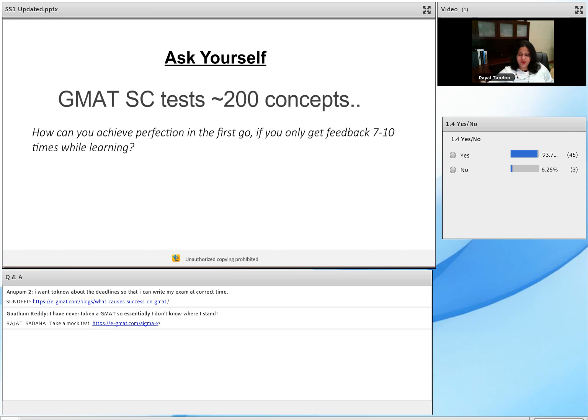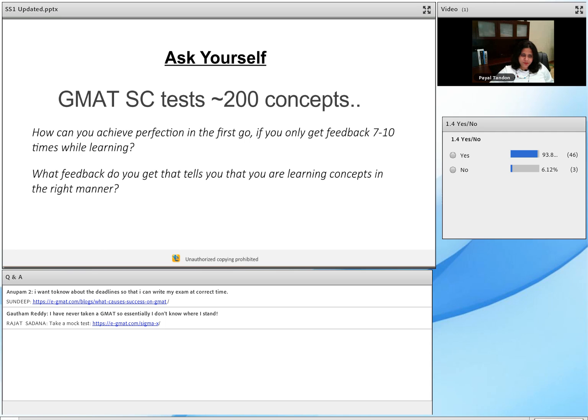Now, how do you achieve perfection in the first go if all you get is 7 to 10 feedback points while you're learning? And that is the typical number of feedback points that you end up getting if you're learning from a book or from any other competitive online course. So it is very, very hard to achieve that level of perfection, because very few people get the concept the first time that they go through it. And here there are 200 concepts, so you really need to get feedback on which concepts you need to review again, which concepts you need to practice again in order to attain that mastery of concepts.